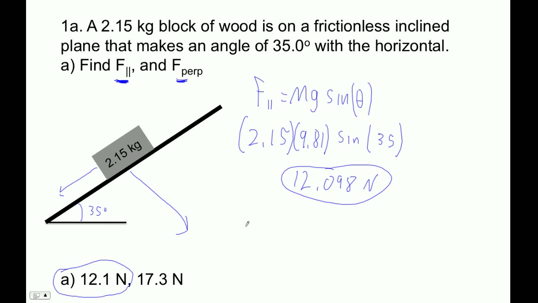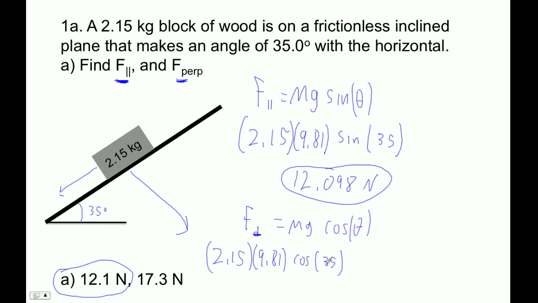Okay, now we want to find the force perpendicular to the plane, right? Force perpendicular is mg cos theta. Now think about this. It's easy to remember that it's cos, because if that angle is 0, it's a level surface. Well, cos of 0 is 1, and so the perpendicular force is all the weight, right? So that's going to be 2.15 times 9.81 times cos of 35.